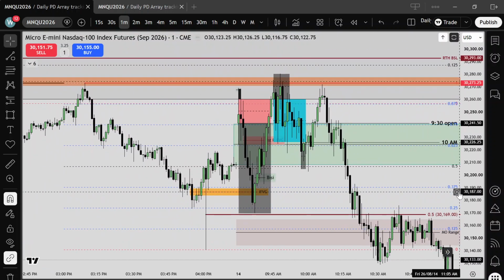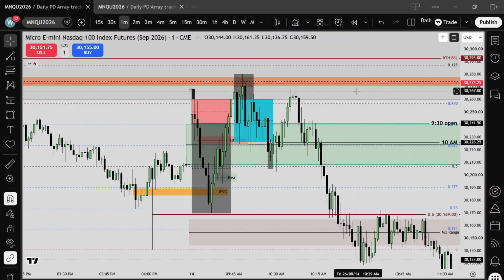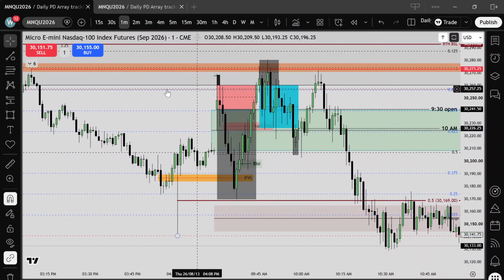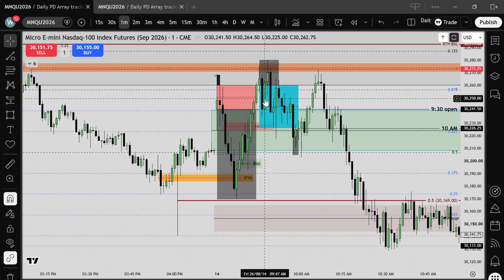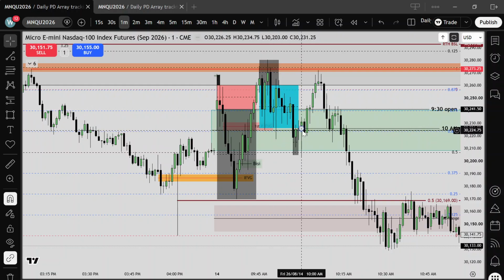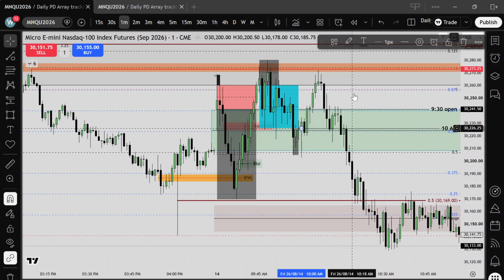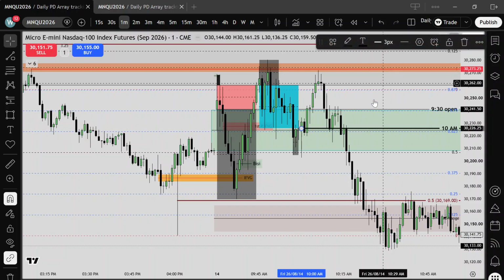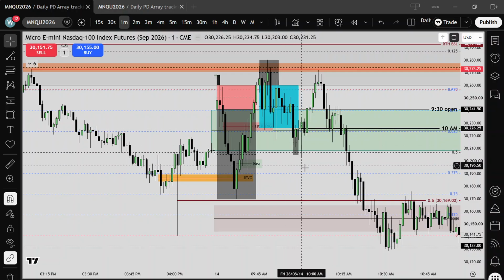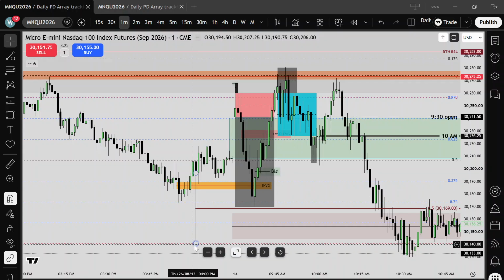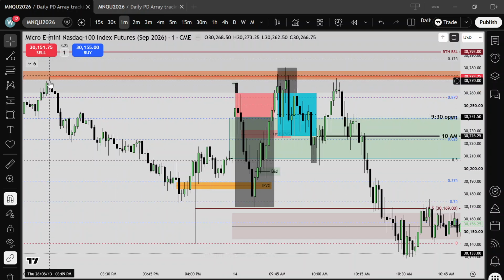So at this point right here, at 10 o'clock open, I'm going to make that 10 o'clock open bigger. At that moment right there, the only thing that's changed, this low has not changed, and we have not taken out this low of our 15-minute. The only thing that's changed is this high right here has been taken out.